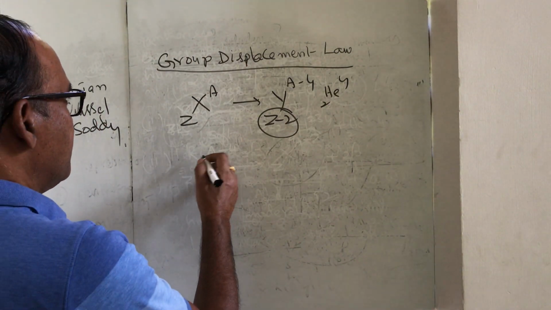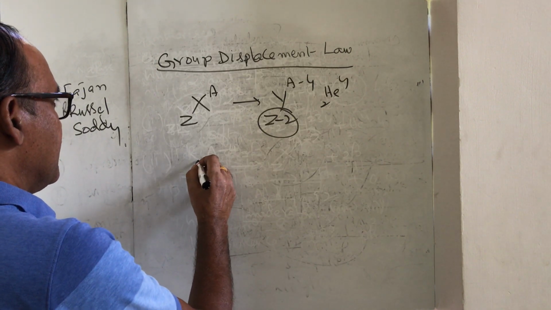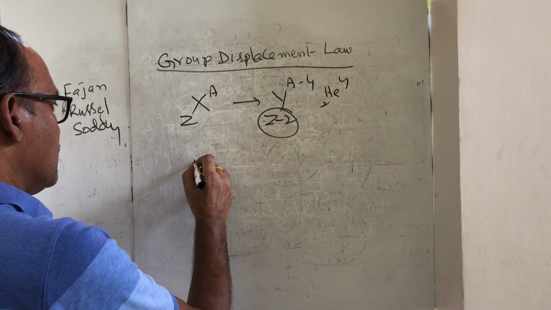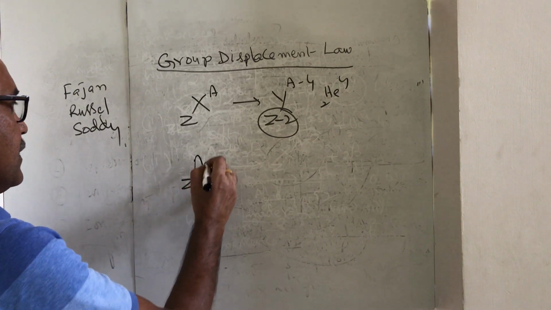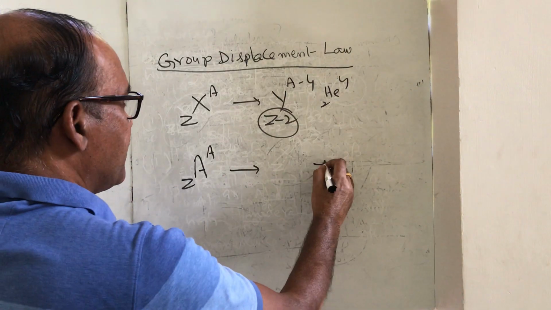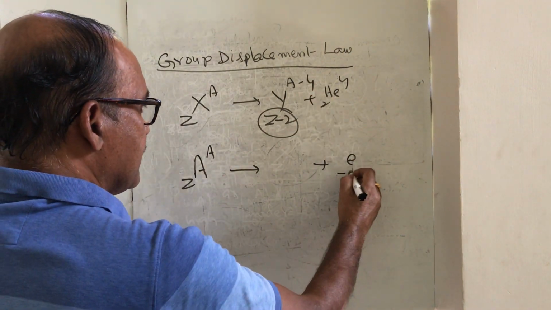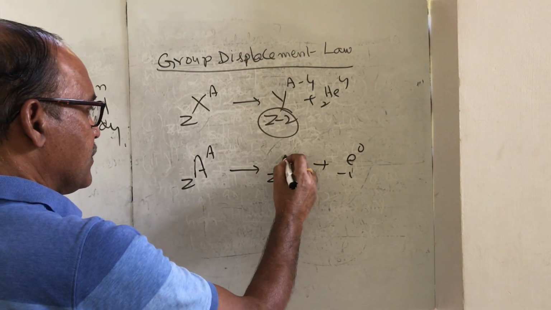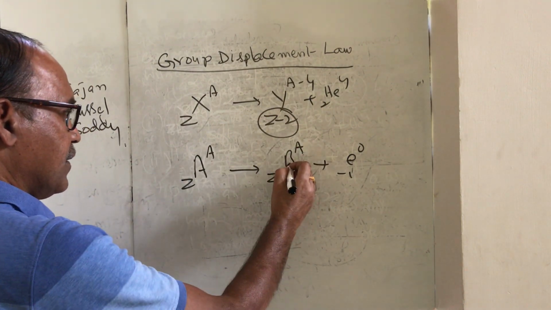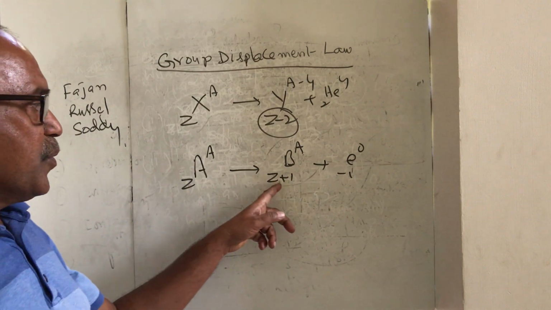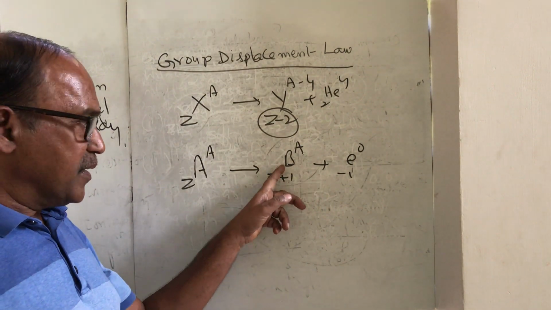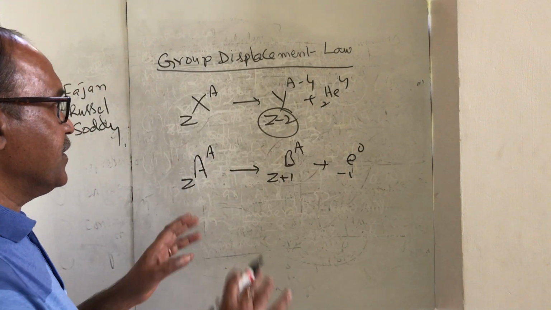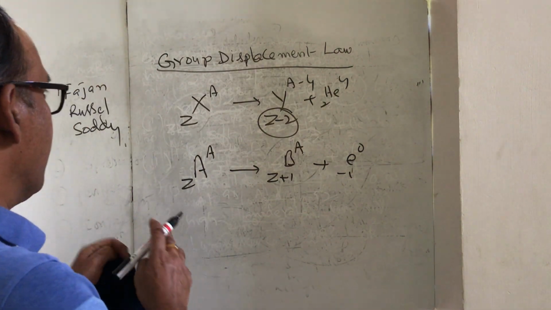If a beta particle is emitted, that is nothing but an internuclear electron, the proton number increases, and its daughter nucleus position moves to the right-hand side by 1 unit. This is called the group displacement law.